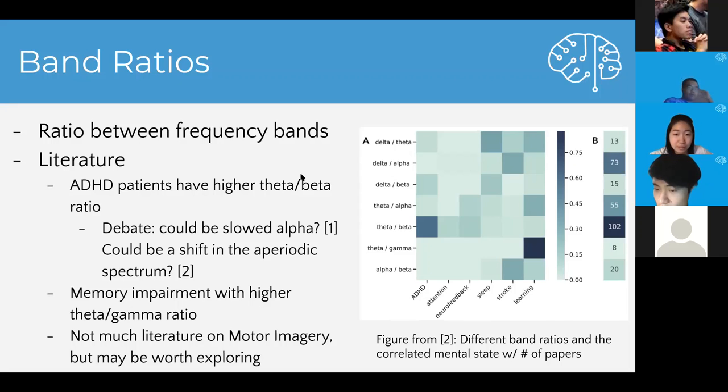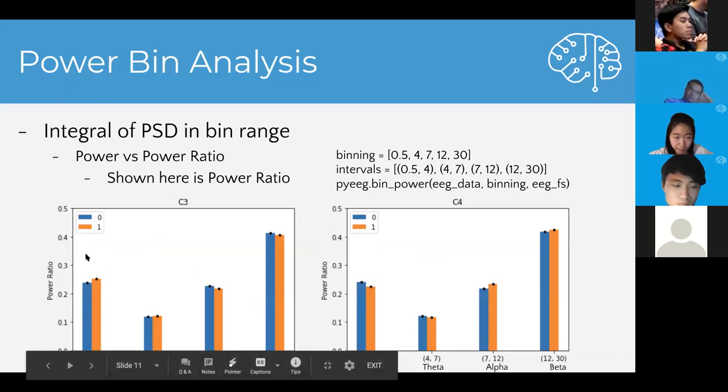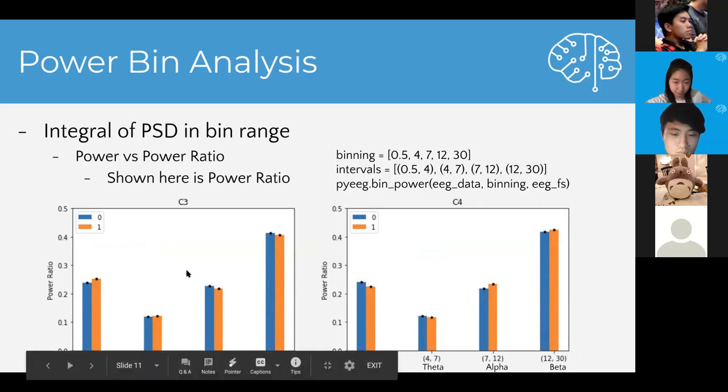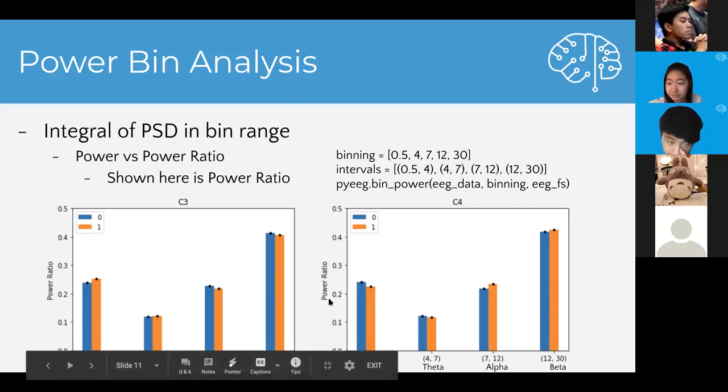Yeah. So for the power bands here, it would be the integral for that specific range. But because we're using power ratios, we're dividing by the integral over the entire thing. So when you say 0.5 to 30, that's the entire range. And then to get this delta value, you would take the integral for just the delta and then divide by the entire integral over 0.5 to 30. Does that make sense?